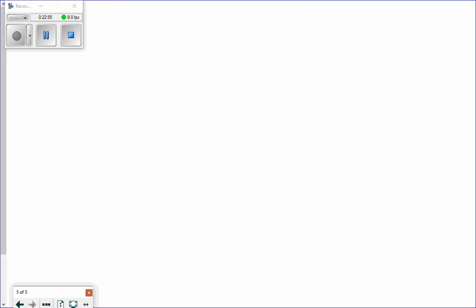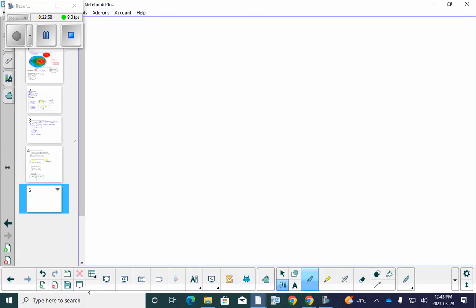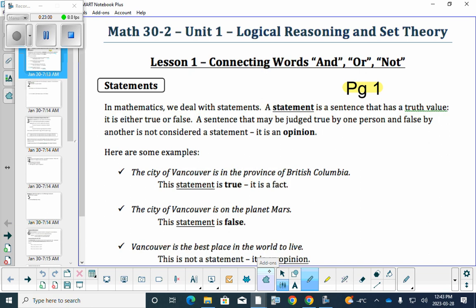Okay. So let's go into our workbook and we're going to go to page number 1. We're going to start all the way off at the start.